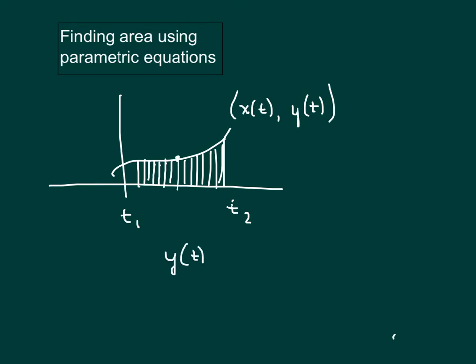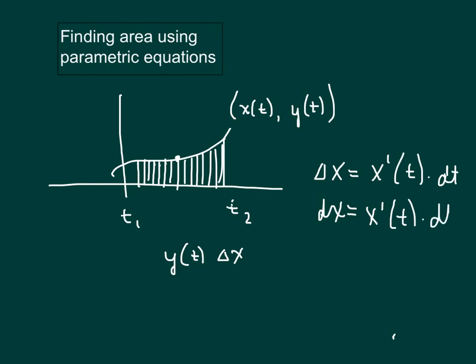And then we have to worry about our little delta x. So that's y of t times some delta x. But the question is, what's this delta x? I would like it to be in terms of t. What I do know about x of t is that it is a function of t. And what I can use is this differential notation. Delta x is equal to x prime of t times dt. So the differential dx is x prime of t times dt.